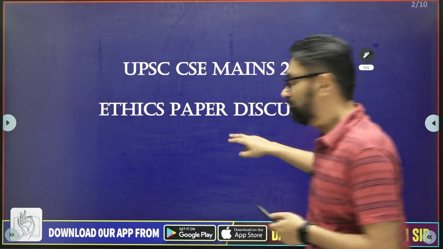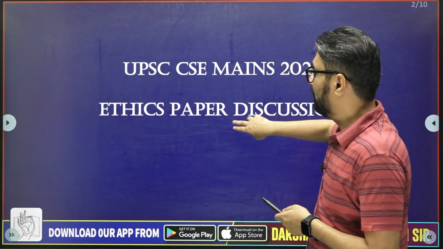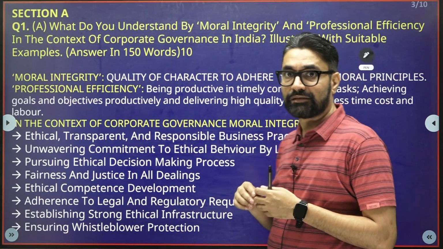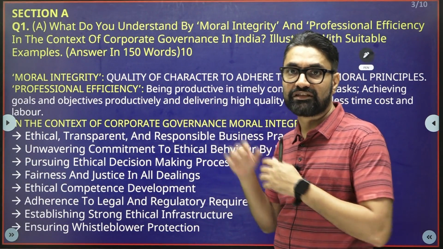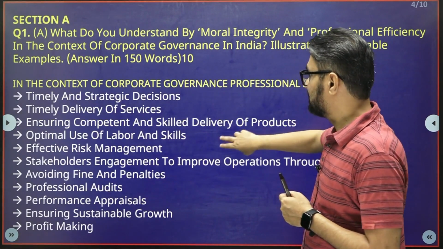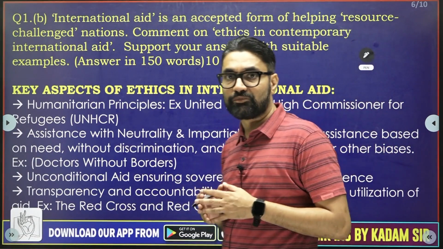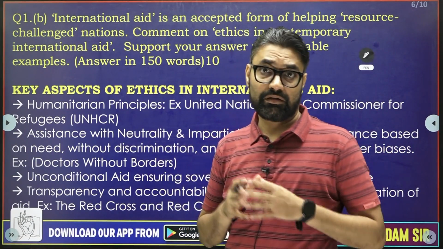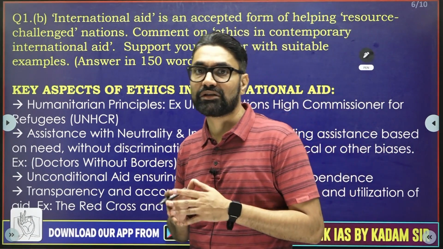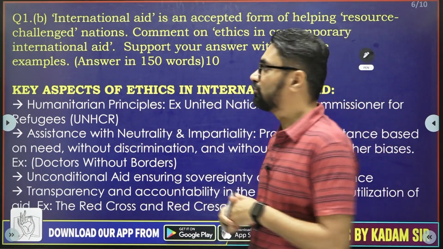So guys, in previous recordings, I already discussed question number 1 and its entire answer, about moral integrity, professional efficiency and its relation with corporate governance. So now we'll discuss from Section A, question 1B, which was about international aid. So let's see the question and what model answer you're supposed to write.